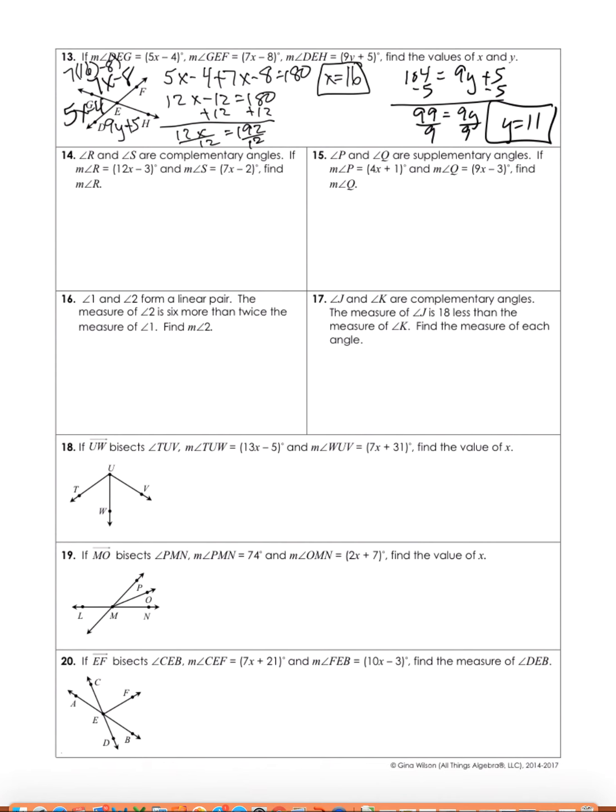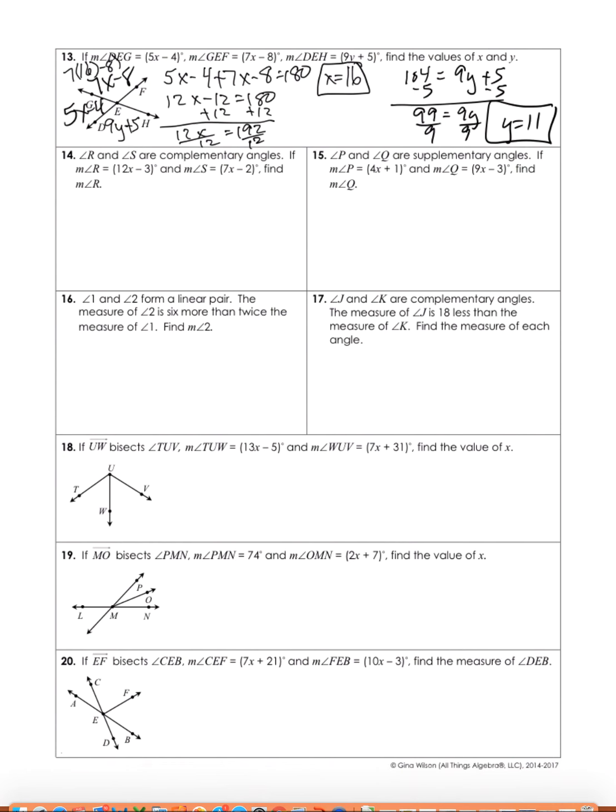All right, I want you to try number 14 and 15 on your own. You have to use complementary. Complementary means add to make 90. So you're going to add these together equal to 90. And when you get to 15, it says they're supplementary. That means they add up to 180. So add these up equal to 180. Solve both of those and raise your hand. I'll come around and check.